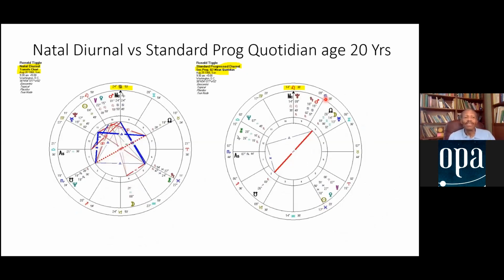Now, looking at the natal diurnal versus the standard progress quotidian using the standard method, we'll notice that at age 20, we have 24 Cancer 53 for the natal diurnal and 14 Leo 35. So it's off by about 20 degrees for someone who's 20 years old.